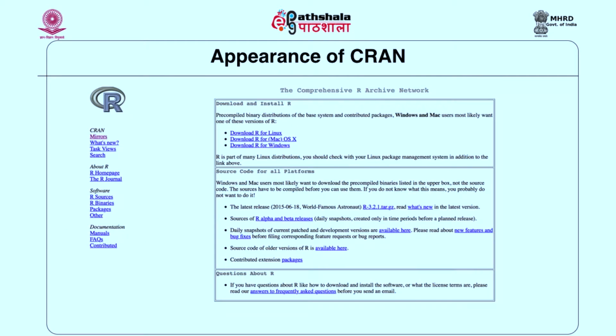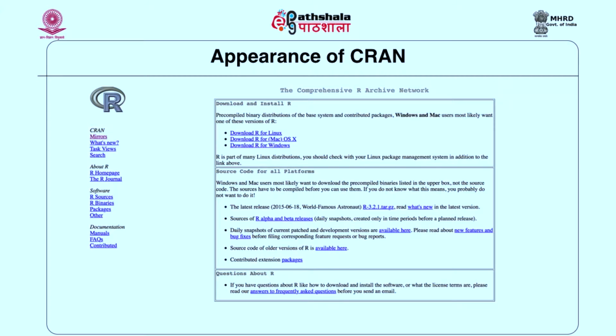This is how the CRAN website looks, and in the CRAN website you can see that on the left hand side, just below the icon of R, there is not only CRAN, but also a list of links. If you click each of these links, it will take you to a number of different areas in that website where you can visit a number of different things.